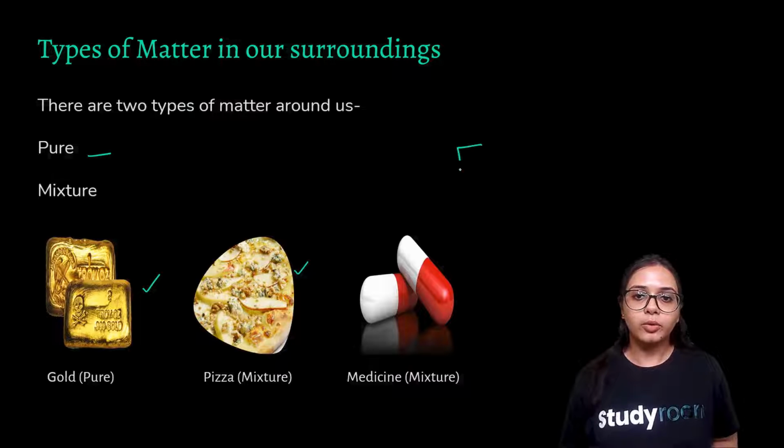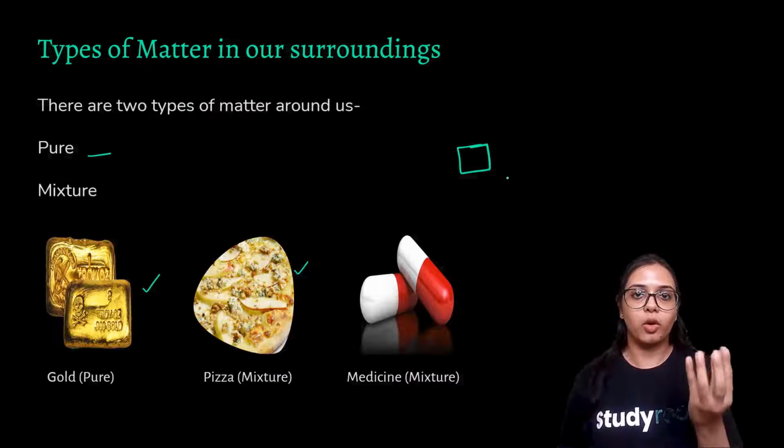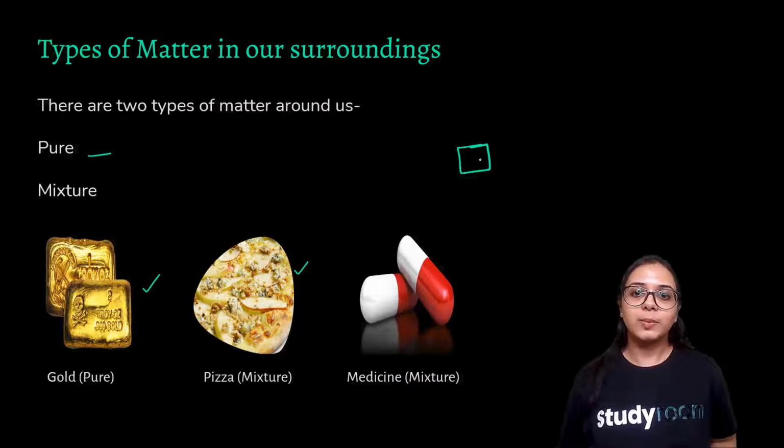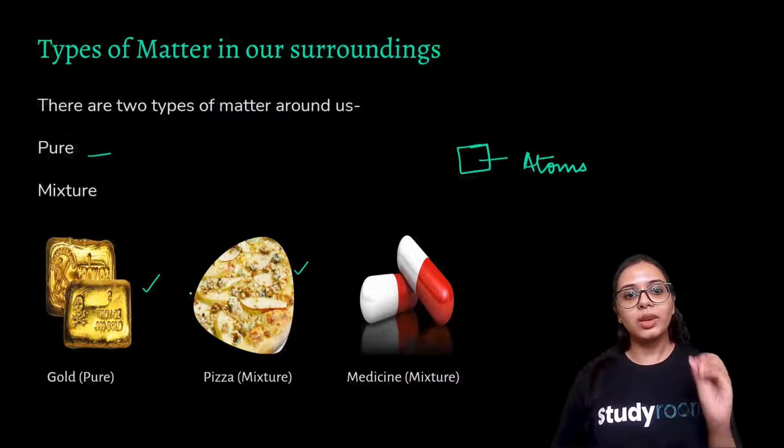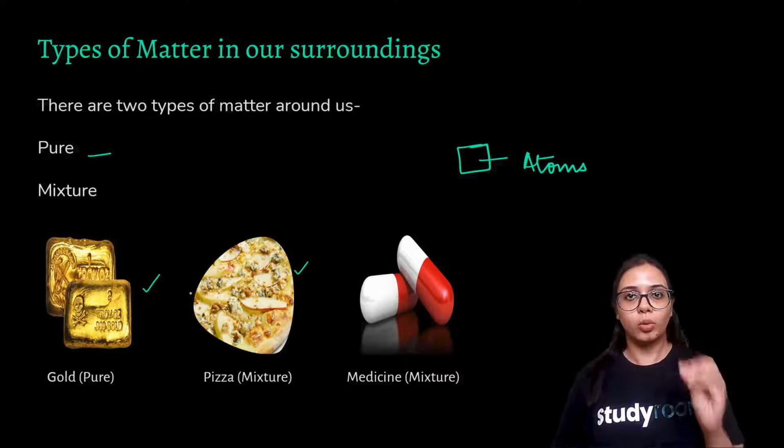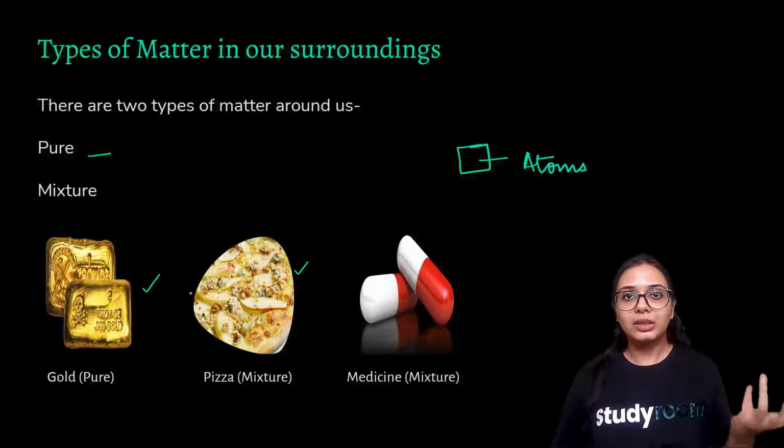Gold, a tablet of gold, or any other substance which is pure, okay? In that substance, we only have atoms and molecules of that particular substance. So when you're taking a pure tablet of gold, you'll only have atoms and molecules of gold. There will be no other atoms and molecules of other elements.